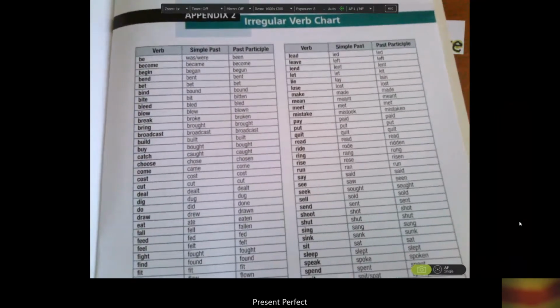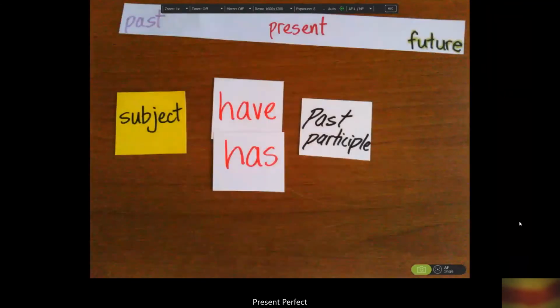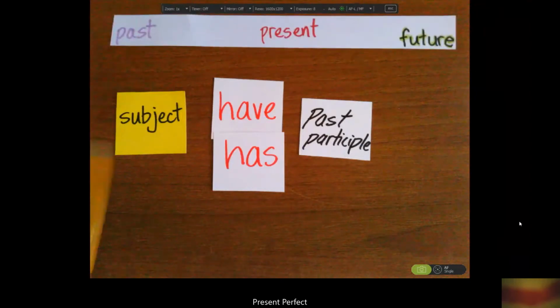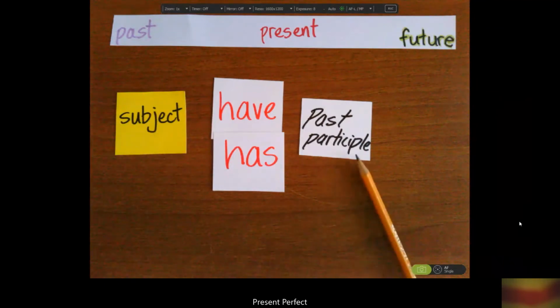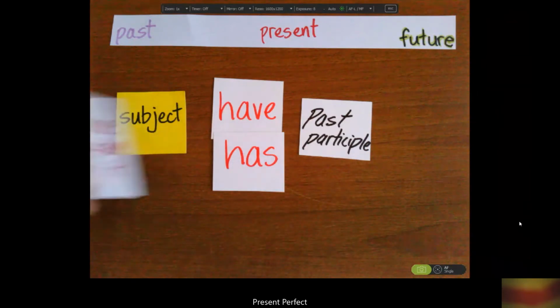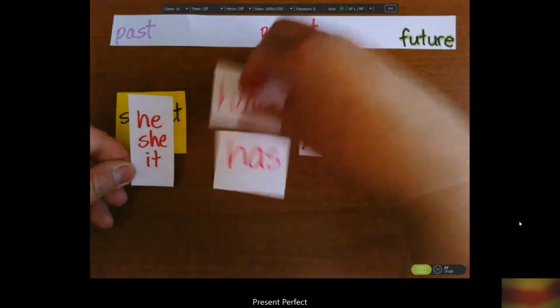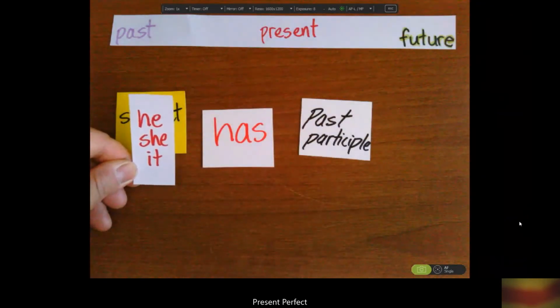So let's pay attention to that as we look at present perfect verbs. Present perfect verbs look like this. They have a subject, they have the verb have or has, and they include the past participle that I just showed you, that third column. Don't forget, if the subject is he, she, or it, you have to use has as the conjugation.